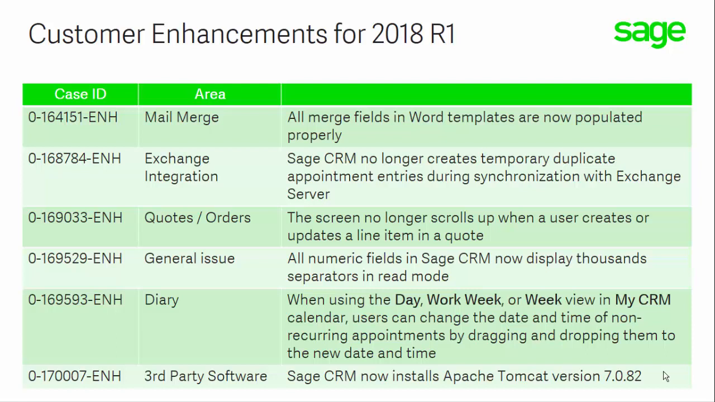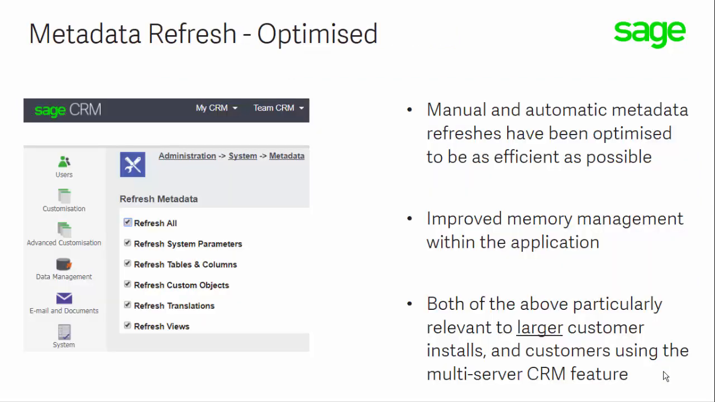You can just see some of these, and obviously we've talked about some of those as well, that we've got now enhancements in the way in which Word templates are populated correctly with merge fields. And you can see that for example, one invisible change is that Sage CRM now installs Apache Tomcat version 7082. So you can see that there are important changes, and another change that has taken place is around the metadata refresh optimization. Refresh has been optimized so that manual and automatic metadata refreshes are as efficient as possible.